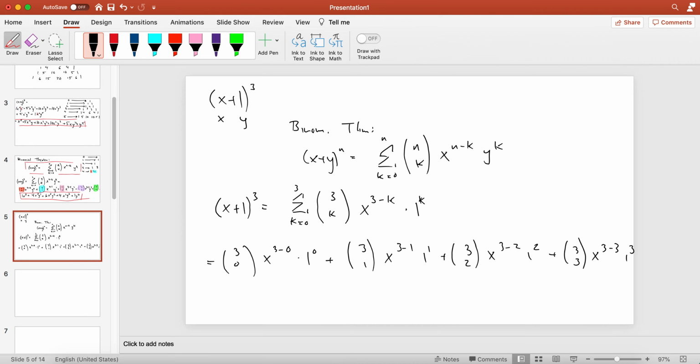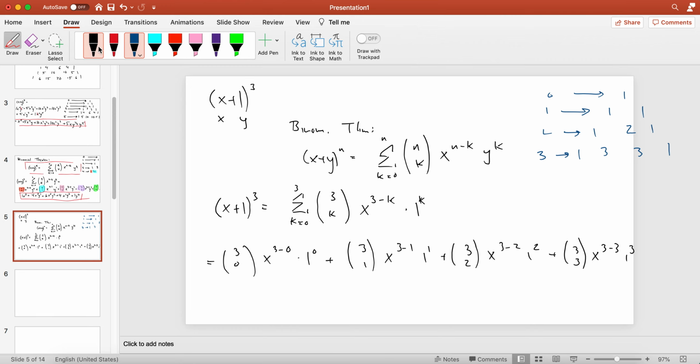So I'm just going to use Pascal's triangle, the handy dandy Pascal's triangle. I'll put it up here in blue. Because my n is 3, I'm just going to go to the third row. This is row 0, this is row 1, this is row 2, and this is row 3.